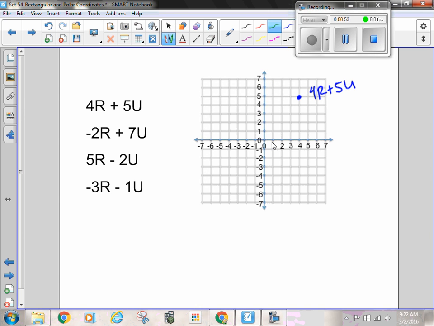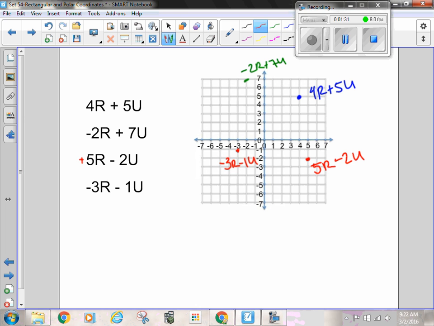Negative 2r, so I'm going to go to the left 2 and up 7. So negative 2r plus 7u. See how it's not that bad? Okay, 5r, so I'm going to go to the right 5. Some you might see say plus 5r, some you might just see 5r. So I go to the right 5 and down 2, so I have 5r minus 2u. And negative 3r, negative 1u. So go to the left 3, down 1: negative 3r minus 1u.